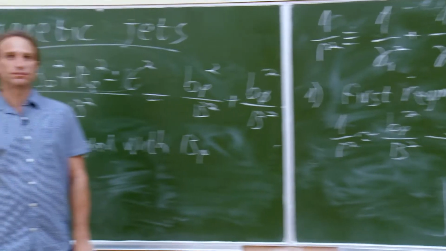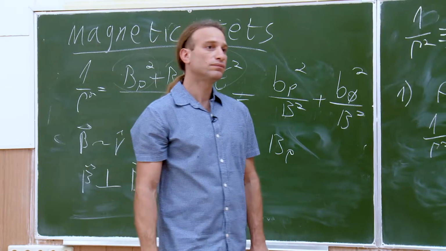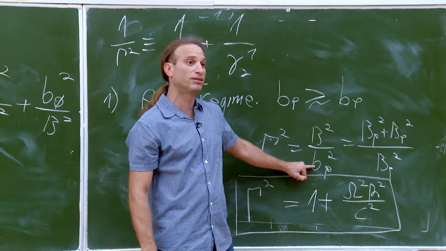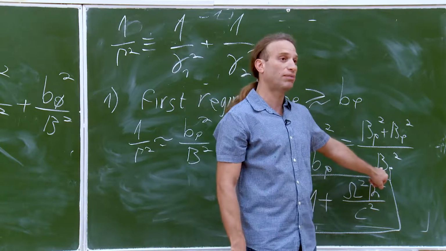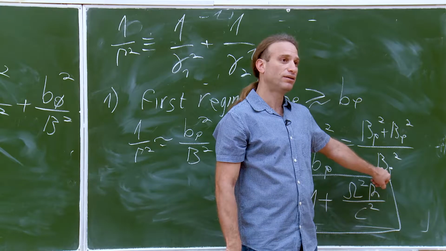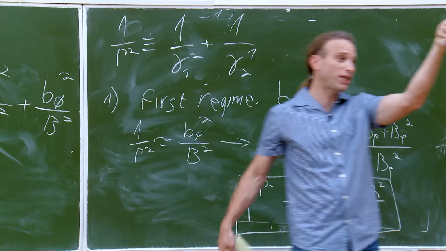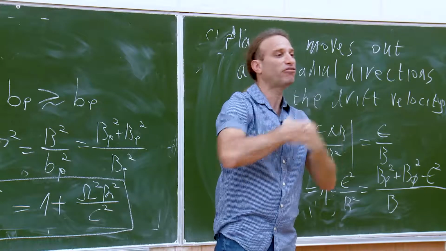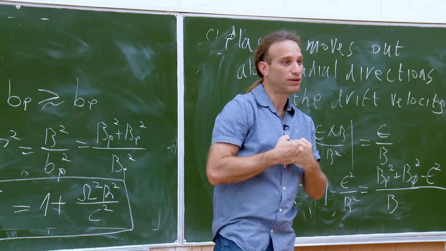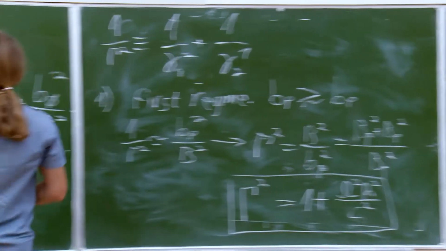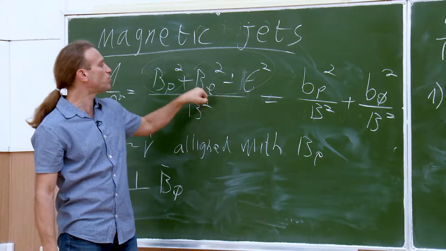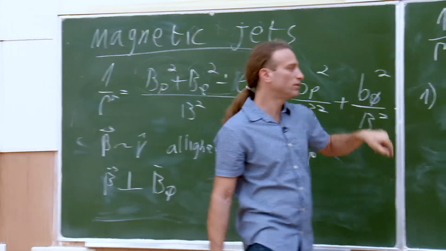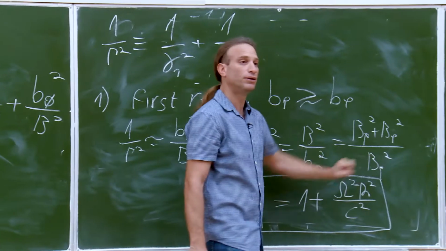I'm confused. I thought little b was in the rest frame. True, but since motions are along the magnetic field, BP in the rest frame is equal to BP in the lab frame. If you move along the magnetic field, it doesn't change. If you move perpendicular to the magnetic field, then you have a decrease by a factor of gamma. But I use this equality that B phi square minus E square is roughly equal to B phi in the rest frame. So here BP is not transformed.